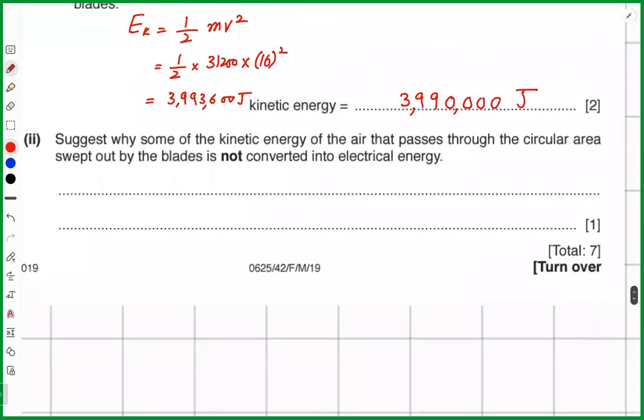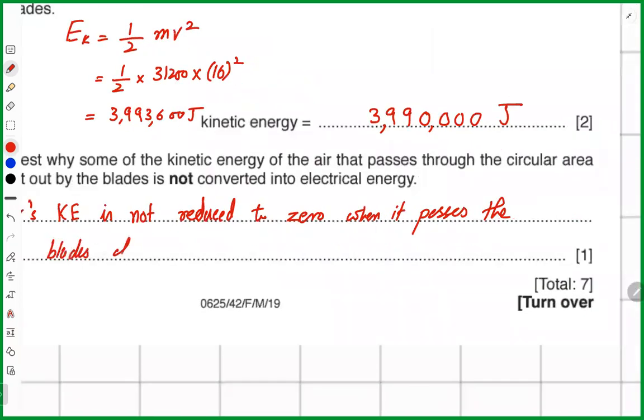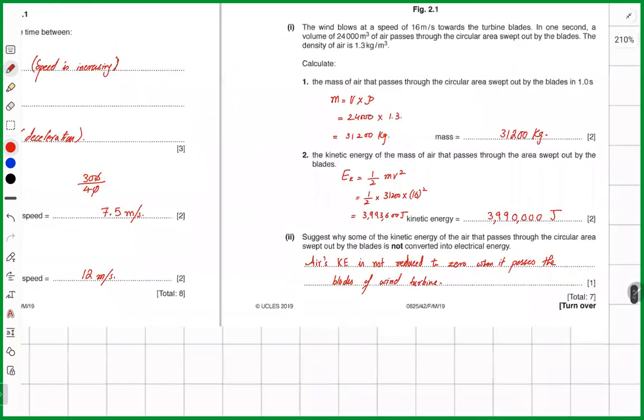Suggest why some of the kinetic energy of the air that passes through the circular area swept by the blades is not converted into electric energy. Because it's converted to other forms of energy, like heat and sound. Listen, after passing through the blades, the air's kinetic energy is not reduced to zero. It still has some kinetic energy in it. So not all the kinetic energy is converted.